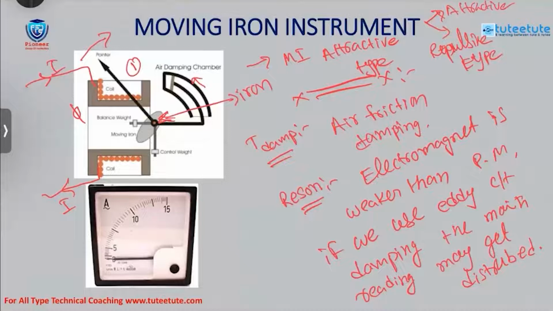Is it clear? Okay. So what we need to remember: in a moving iron instrument, the deflection torque is developed by the measuring quantity, the controlling torque is developed by the spring mechanism, and the third one, the damping torque, is developed by air friction damping. Here we are not using eddy current damping because the electromagnet is weaker than the permanent magnet. If we use eddy current damping, it may affect the final reading of the instrument.